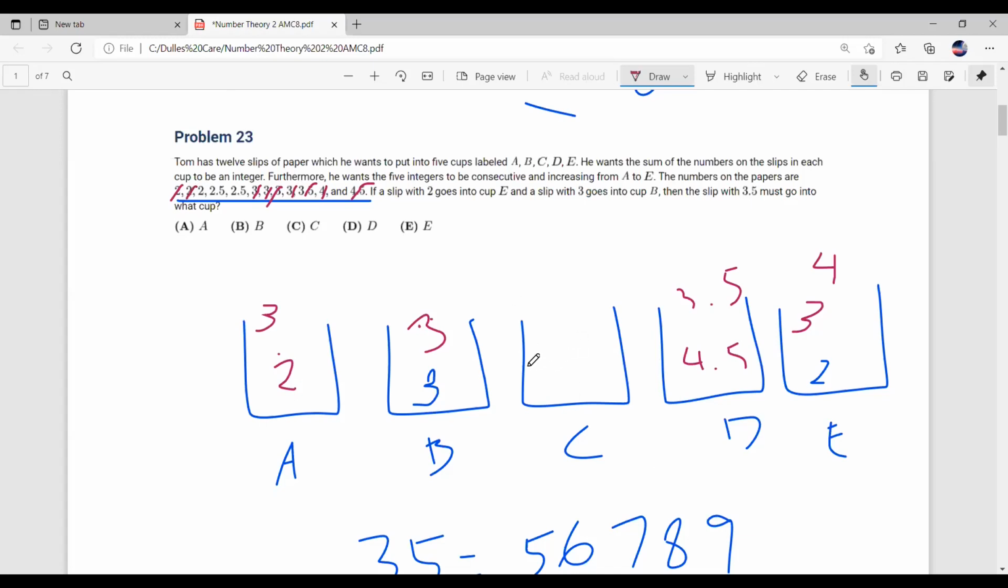And what about cup C? So we can put 2.5 and 2.5 here, right? And then we also have another 2. So 2.5, 2.5, and 2. So this all works out. So indeed, 3.5 must go in cup D. Does that make sense?